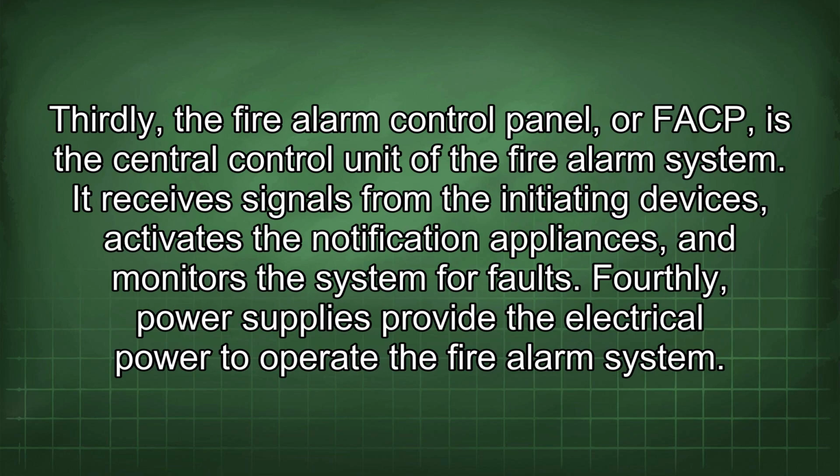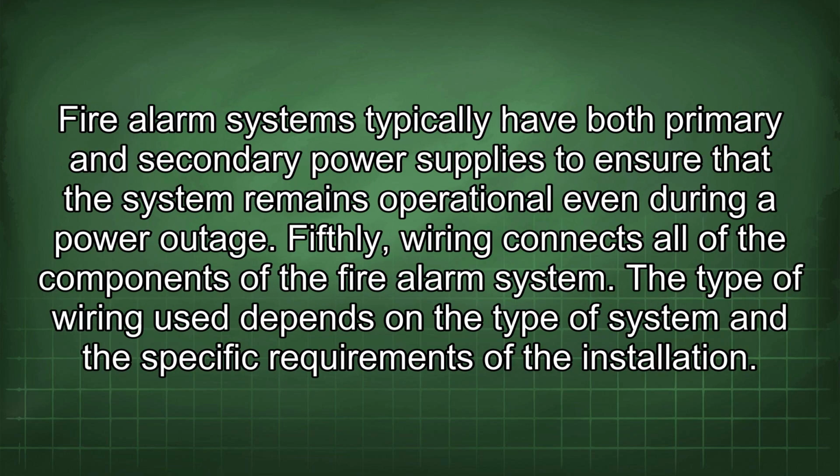Thirdly, the Fire Alarm Control Panel, or FACP, is the central control unit of the fire alarm system. It receives signals from the initiating devices, activates the notification appliances, and monitors the system for faults. Fourthly, power supplies provide the electrical power to operate the fire alarm system. Fire alarm systems typically have both primary and secondary power supplies to ensure that the system remains operational even during a power outage.